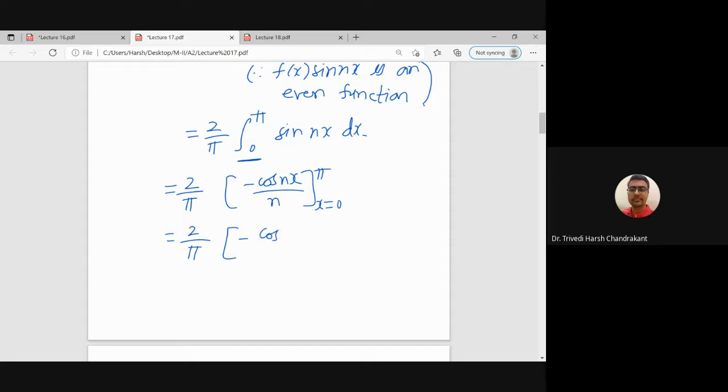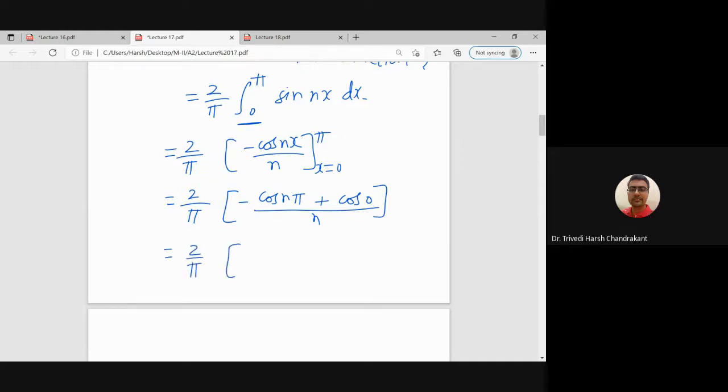So what we get is minus cosine n pi plus cosine 0, divided by n. So we substitute the limit in the integral, and what is cosine n pi? Cosine pi is -1, cosine 0 is 1. So in that way it is alternating the sign. So what we get is minus (-1) power n, that is the value of cosine n pi, plus cos 0 which is 1, divided by n. So basically this depends on whether n is odd or n is even, essentially.